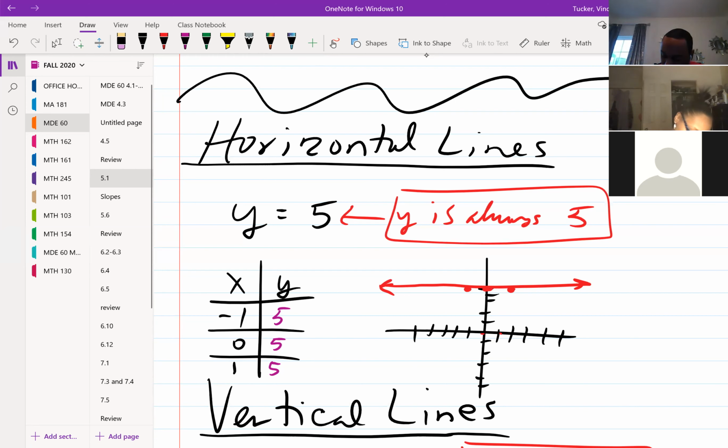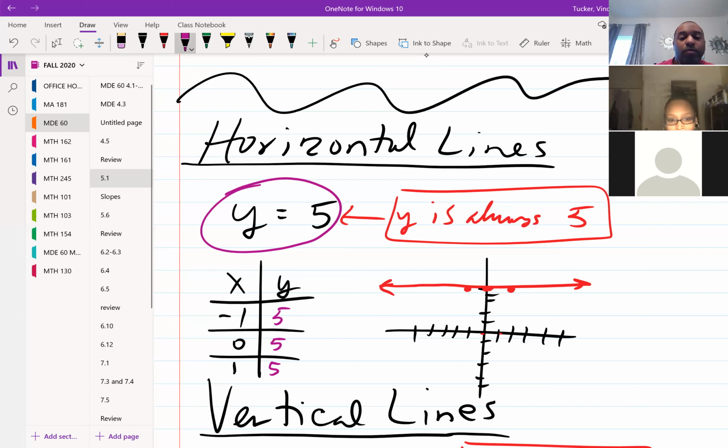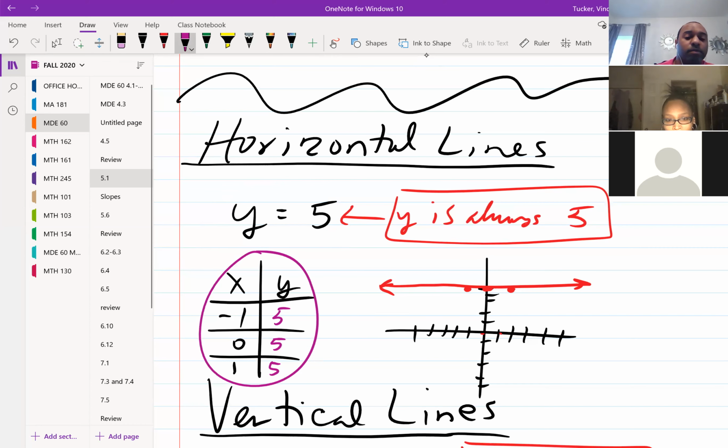I have a question. You said they would give us this value? They will give you y equal to 5 and say graph. And then from that, you should know this relationship right here, that no matter what, y is always 5. All right. So notice there's no x. It's just y equal to 5. That is your equation.